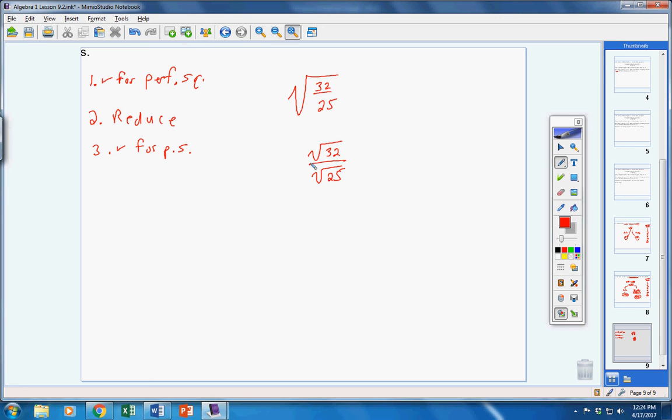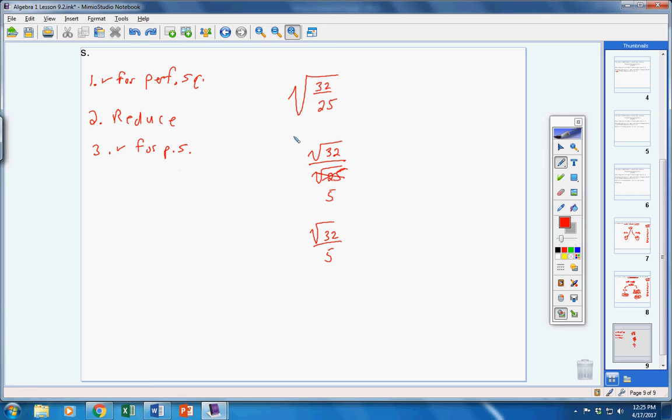Okay, do you see any perfect squares? Yes, right here it's a 5. So now I'm left with square root of 32 over 5. Can you reduce it? Well, outside number here, no. Inside number here, no. Inside number down here, so no. No perfect squares, but hold on.